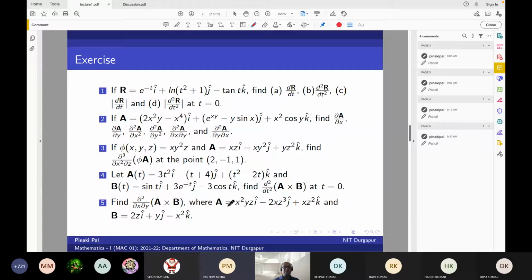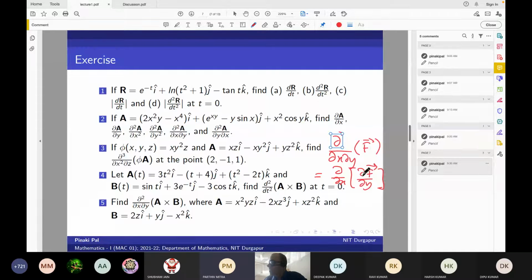A cross B cross product you can find. If A and B are given, then you can find the cross product. You will get another vector. I'm talking about exercise problem 5. So A cross B, you will get a vector. Then del square del x del y means a higher order derivative, del x del y on something say f. So this is basically del x of del f del y. First you will perform the derivative with respect to y, and you will get another vector, and then you have to perform the differentiation with respect to x. You will eventually get a vector. You can just try these simple examples, and you will be able to understand what is happening and how to work with these vectors.